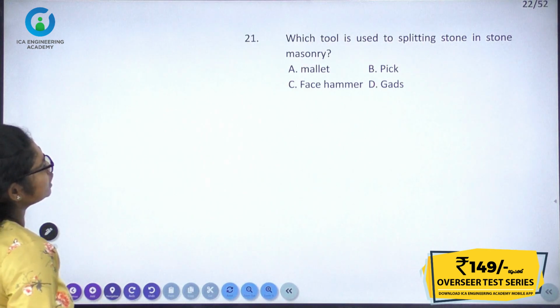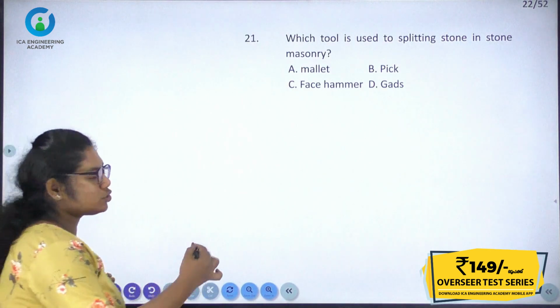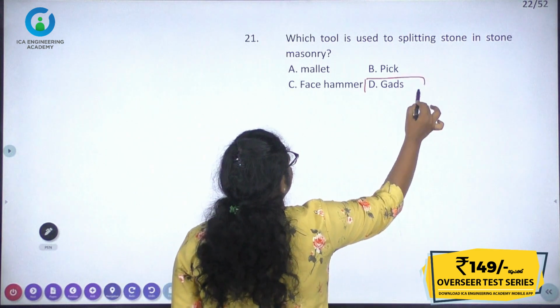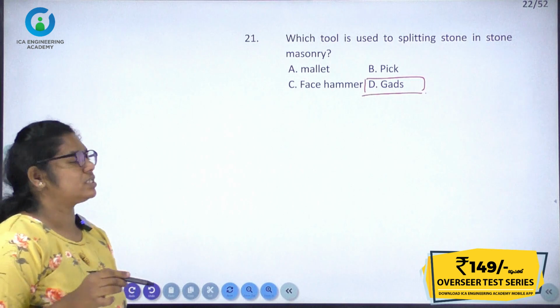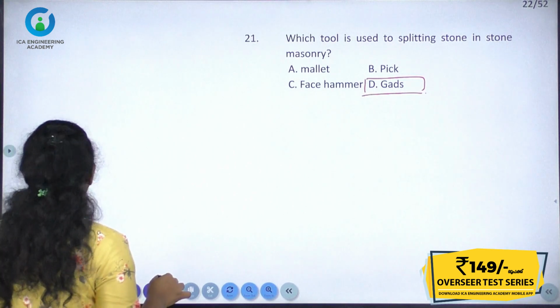Next, which tool is used for splitting stones? That is called a guards. In stone masonry, the tool we use for splitting the stones is called a guards.